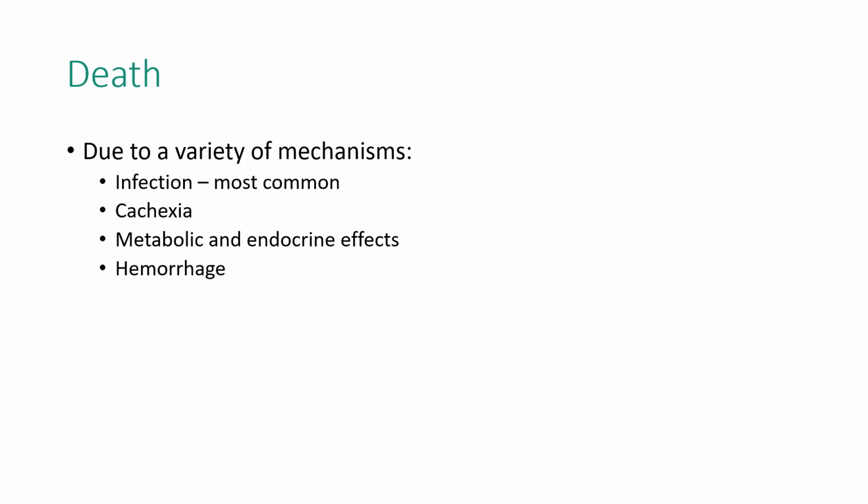The metabolic and endocrine effects. Hormone-secreting tumors can cause life-threatening imbalances. Think paraneoplastic syndromes. Sometimes the hormone effects kill the patient long before the tumor burden does. And then hemorrhage. Tumors are fragile, poorly vascularized, and prone to bleeding. Massive hemorrhage is especially common in tumors eroding into major vessels or mucosal surfaces.